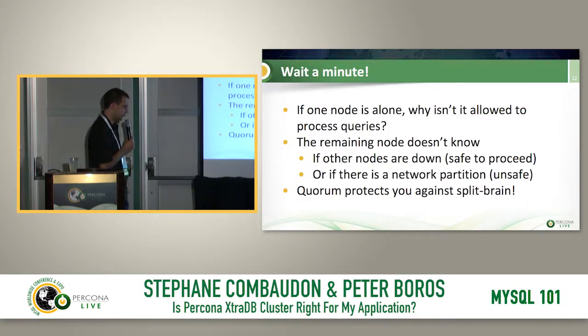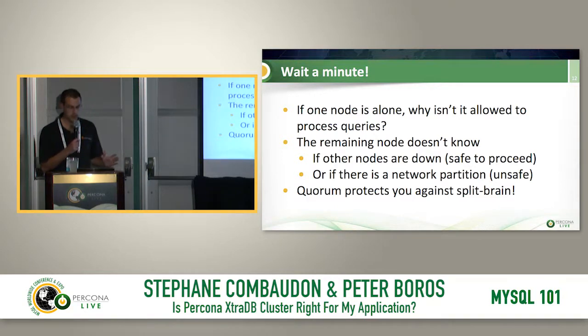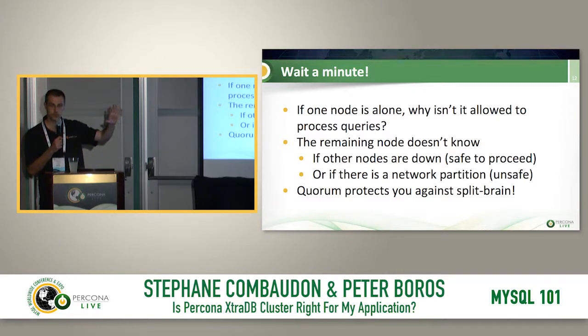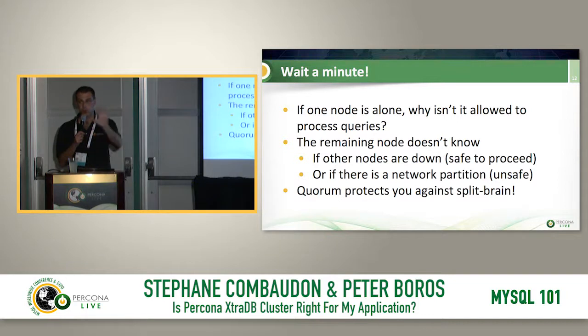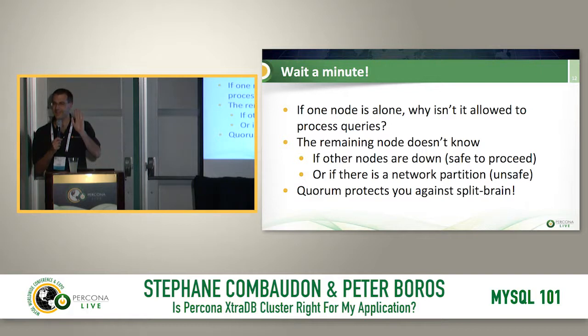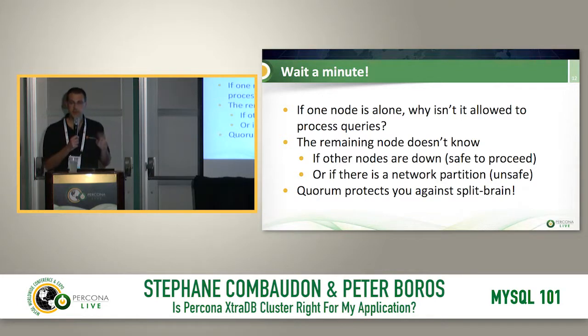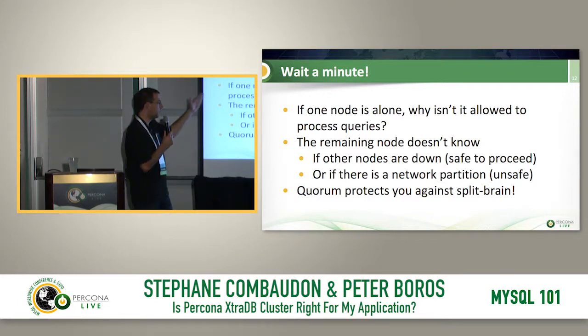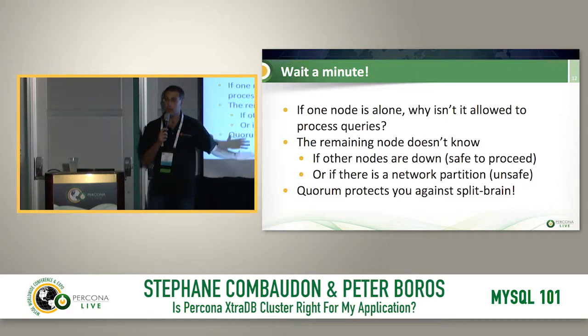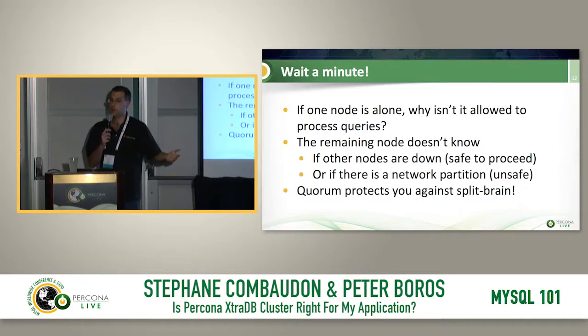Okay, so now let's try to understand that fully. What I've just told you is that I had 3 nodes, and now I'm down to 1 node. It's still up. It's working correctly, so there's no issue. However, I can't do anything with it. How come? The reason is that the remaining node doesn't know the exact situation. There are basically 2 cases. The first case is, we only have 1 node now because the 2 other nodes are really down. They have crashed. So we could proceed in theory, right?